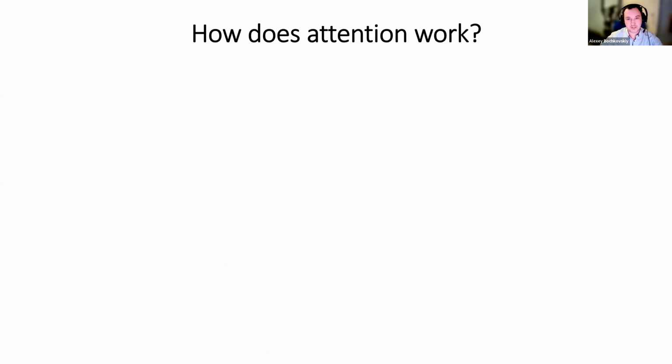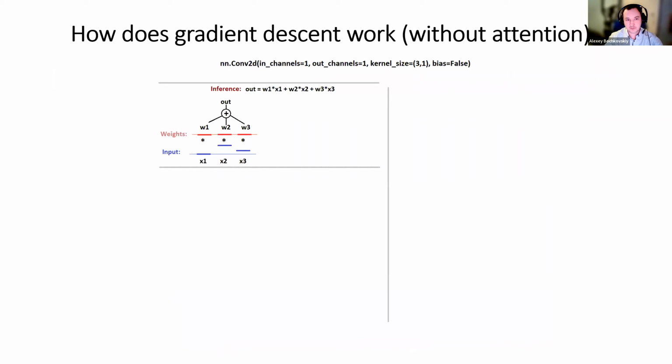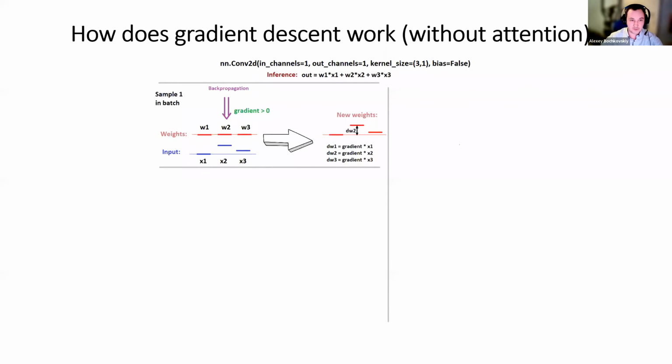But how does attention work, and why does it help? For example, let's look at how gradient descent works without attention, just for a very simple convolution with kernel size 3×1 without bias. So we have, for example, 3 inputs, 3 weights, and we get an output. During training, we use backpropagation, we get the gradient, and we calculate deltas for weights. We multiply the gradient by the corresponding input.